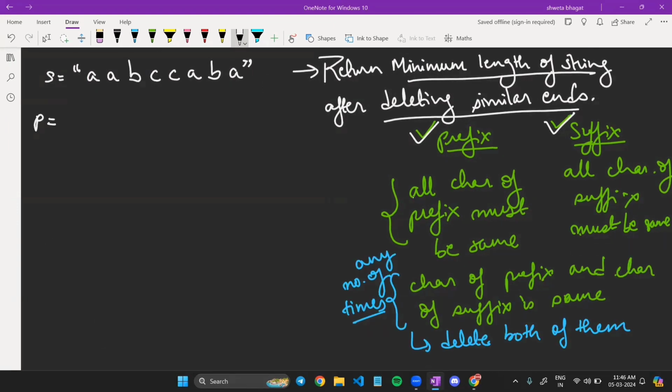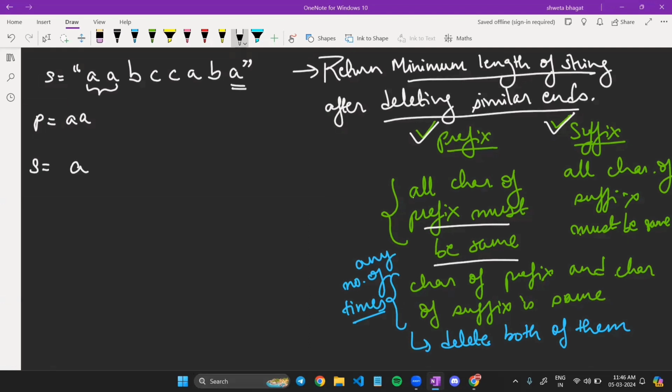Let's say in P we are storing our prefix and in S we are storing our suffix. Okay, so if we are selecting the prefix, then first of all we'll be able to select only A. We can't select AAB. Why? Because all characters of prefix must be same, correct? So we are selecting A as the prefix, and for our suffix, what would it be? It would be only A.